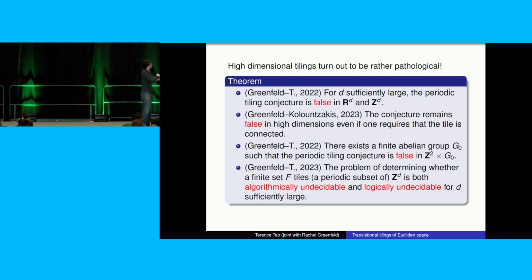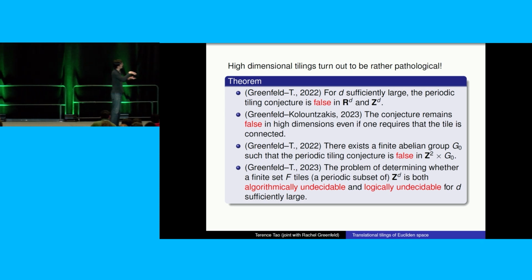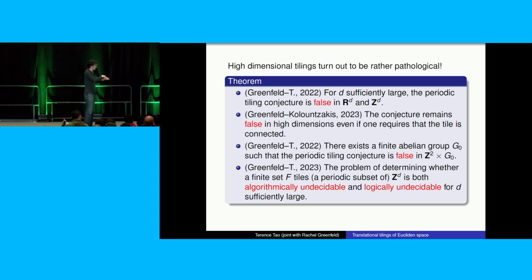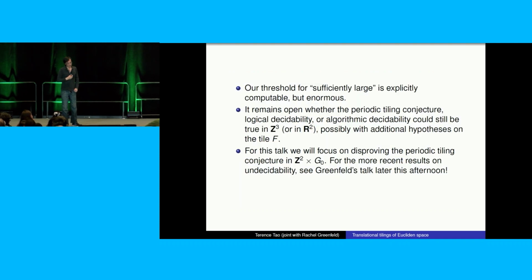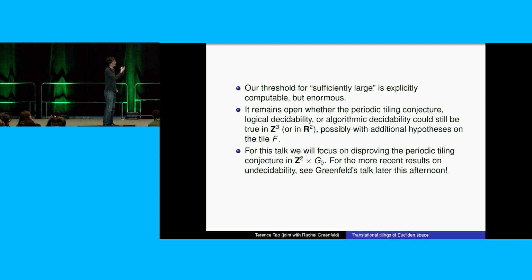And you can make it almost two-dimensional. In fact, the same thing is true even in Z2 cross a finite group. Even though periodic tiling is true in Z2, it's not true in virtual Z2. And also, most recently, we showed that decidability is also false in high dimensions and also in virtual Z2. There's a talk by Rachel this afternoon about that. So in sufficiently high dimensions, things are bad. What is sufficiently high? In principle, we could compute it, but the way our proof is structured, it's incredibly enormous. 2 to the 100 type dimension is the type of thing we have.